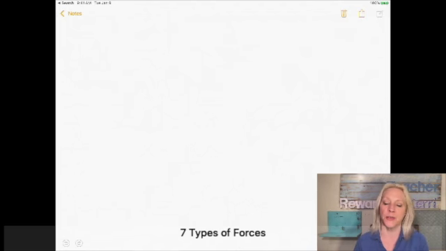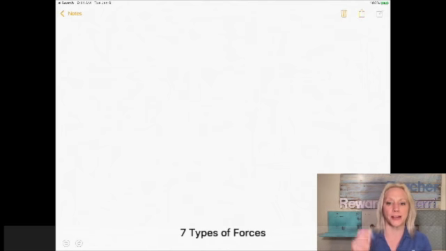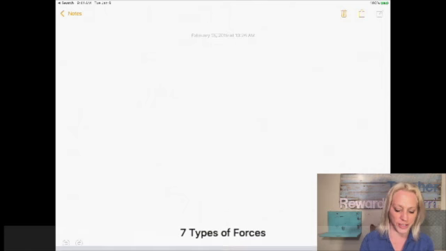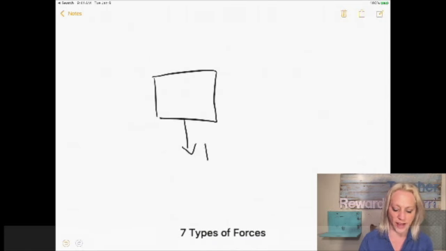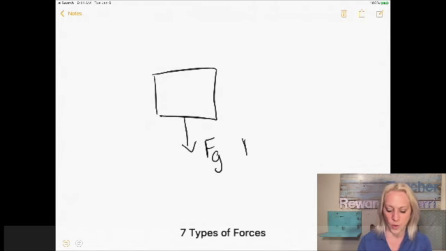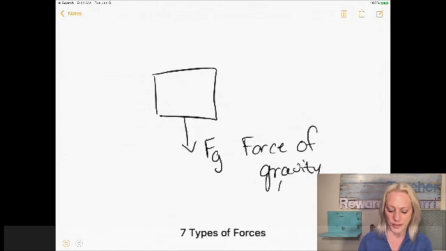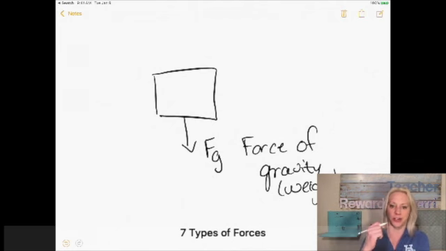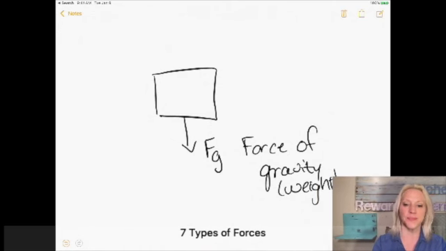So today we're going to learn about the 7 types of forces. So we've learned about some of them already. So one of them that we have learned is if I have our force diagram, we have F with the letter G. So we call this force of gravity. Or we can even say this is force weight. So whatever the object weighs plus gravity pulling down on that object is what gives us this information here.